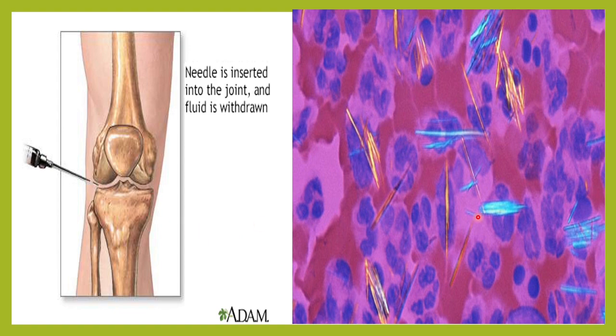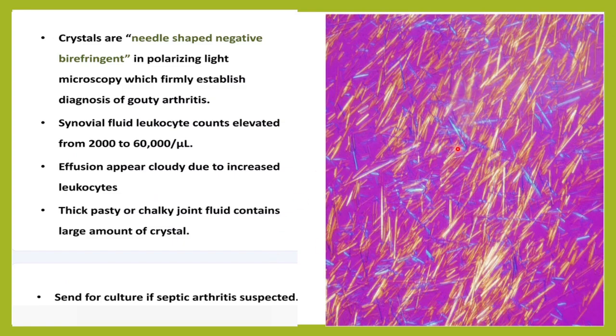This is the aspirate from the synovium, and here you can see under a polarized microscope needle shaped crystals which are negatively birefringent, and abundant neutrophils in the background. That is inflammatory. So these crystals are needle shaped, negatively birefringent under polarized light, and the synovial fluid WBC count will be very high. It appears cloudy because of increased WBC. Sometimes a thick, pasty or chalky joint fluid will contain a large amount of crystals.